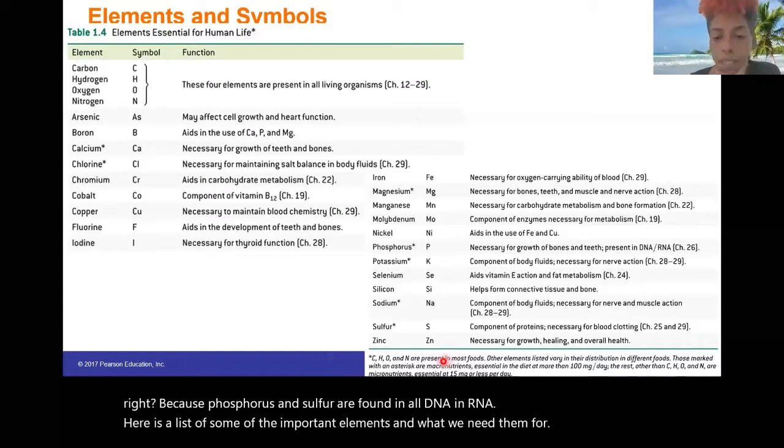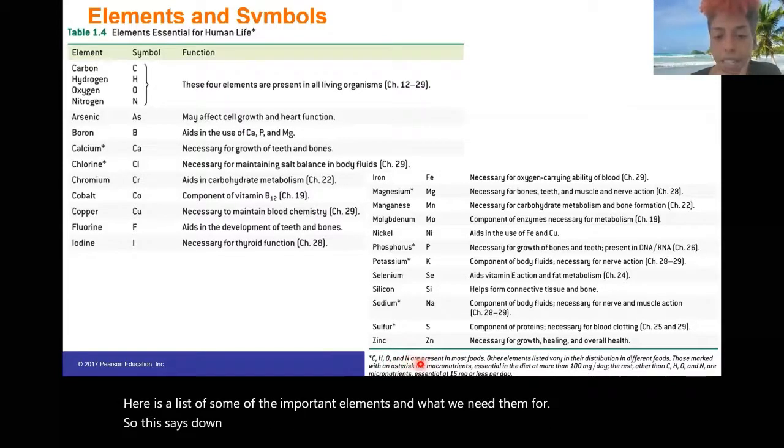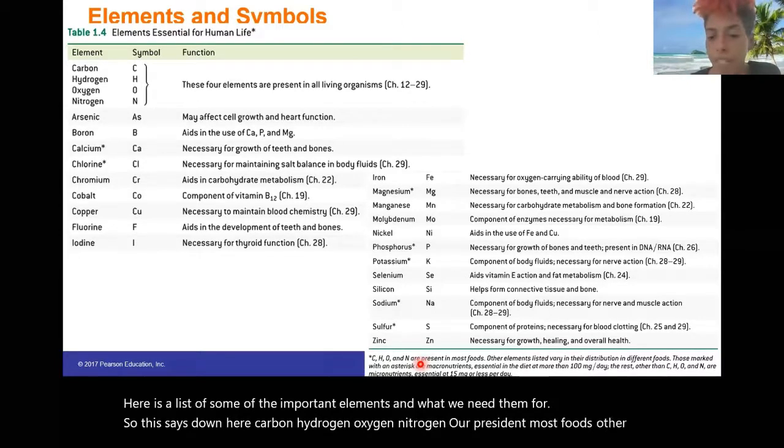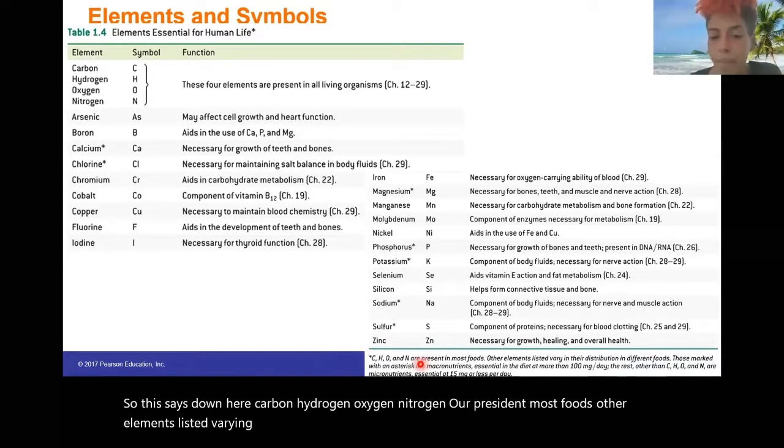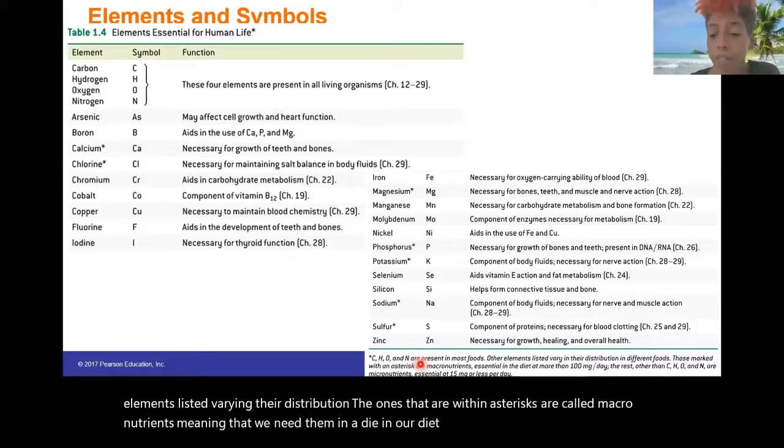So this says down here, carbon, hydrogen, oxygen, nitrogen are present in most foods. Other elements listed vary in their distribution. The ones with an asterisk are called macronutrients, meaning that we need them in our diet at higher than 100 milligrams per day. And there are some that are micronutrients that are needed at lower amounts per day.